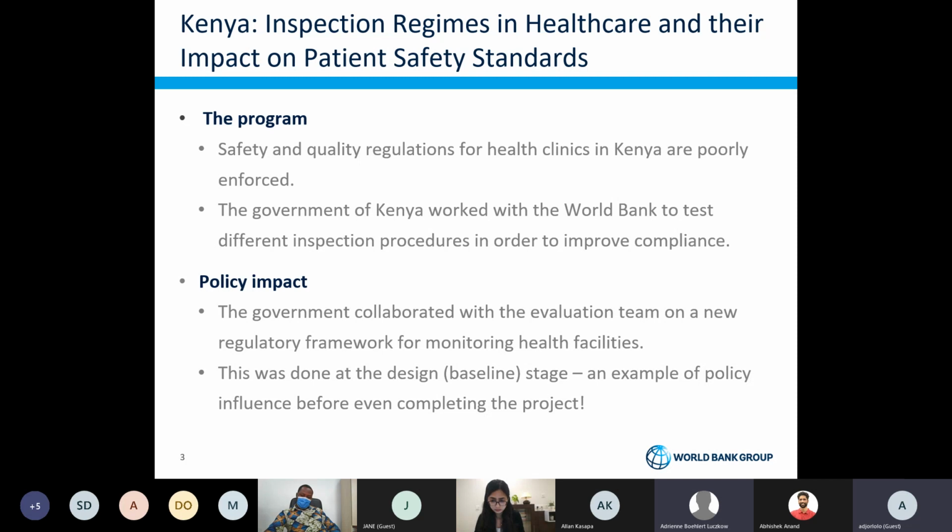So before baseline, there wasn't this regulatory framework for monitoring health facilities, or it wasn't in the same form. And once they began the study, they created a more standardized or updated regulatory framework for monitoring these health facilities in order to actually collect the data, but this had further effects because they had this more standard model of what their expectations were. So this is an example of policy influence before even completing the project. Any questions about this case study?